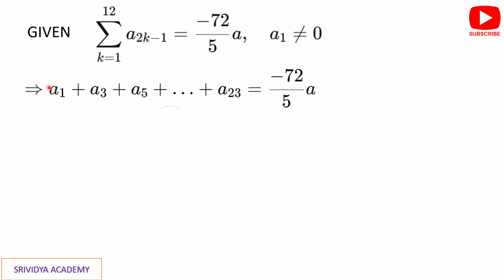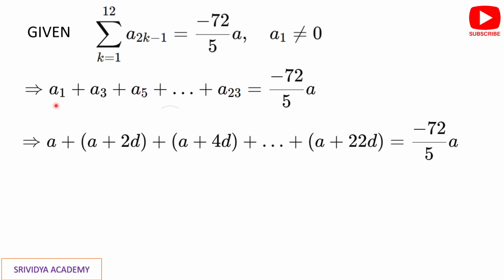Now we have taken a1 as a. Therefore, let me substitute for a1, which is a here, and you can observe this is a3. a3 is the third term of an arithmetic progression, which is given by a plus 2d. Similarly, a5 is a plus 4d and a23 is nothing but a plus 22d, which is equal to -72/5 into a.